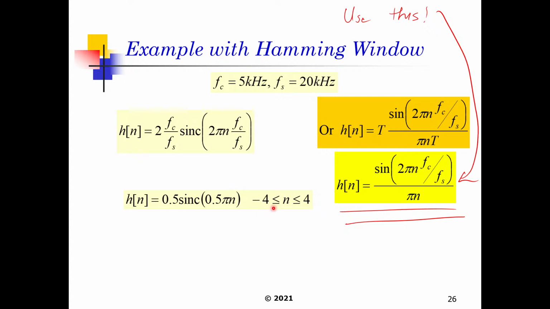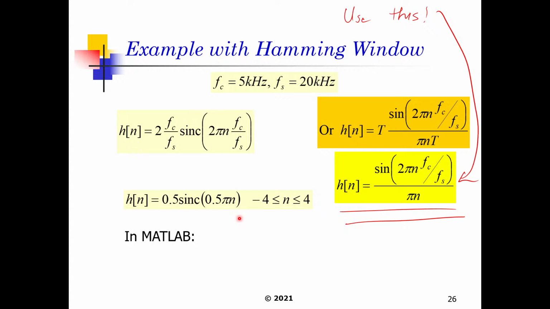So we need to make sure that our ideal low-pass filter response here in terms of discretized time H of N needs to be a symmetric sequence. So for our case, we're going to say that we're going to go in between -4 and +4 for N here. When we substitute in FC and FMS here into our sync equation, we see that it resolves to 0.5 sync of 0.5 pi of N.